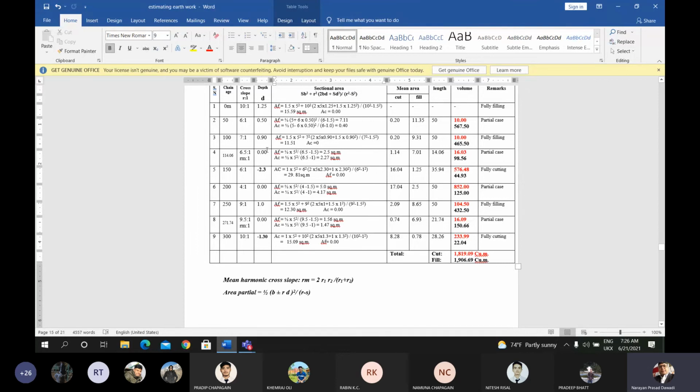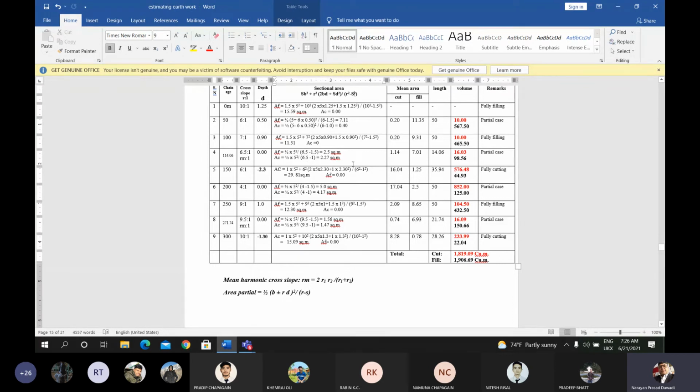Okay. Using this formula, because they use the same formula, half b square by R minus S. S for the cutting is 1, S for the filling is 1.5. The only difference is that all other things remain the same. Okay, you will get the value of the area of filling and cutting.